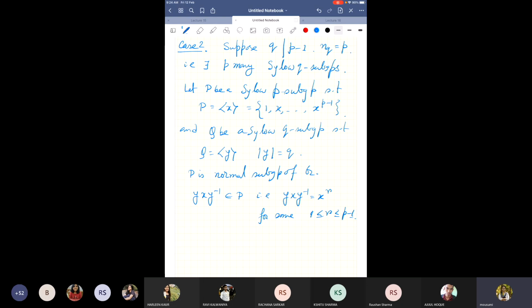Now, again, if I assume that r is equal to 1, then what will happen? In that case, I will get that yx is equal to xy. And in that case, you can show that G is abelian, and we get that G is isomorphic with the cyclic group. But we don't want to go into that case. So we will assume that r is not equal to 1.